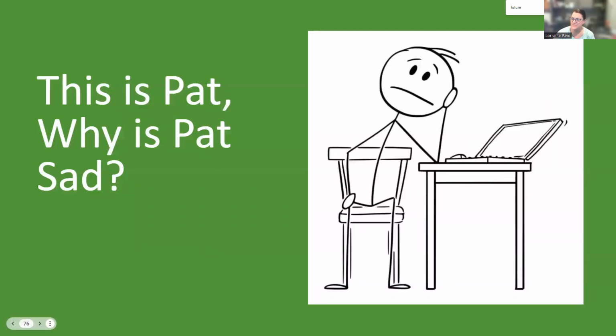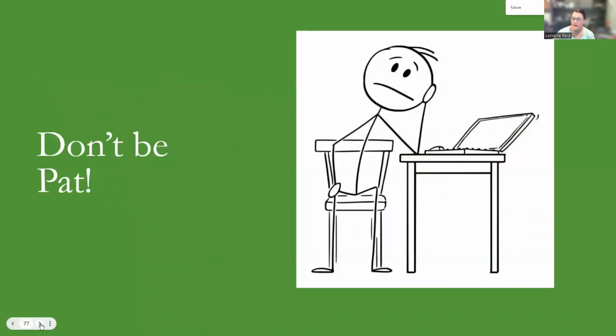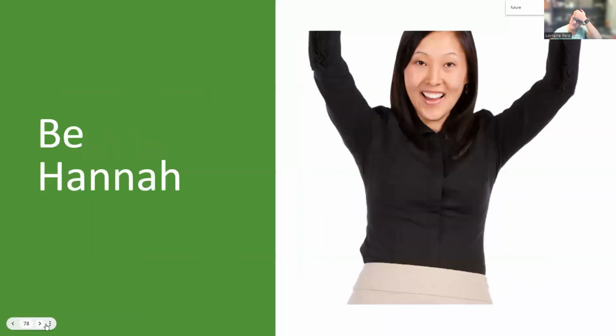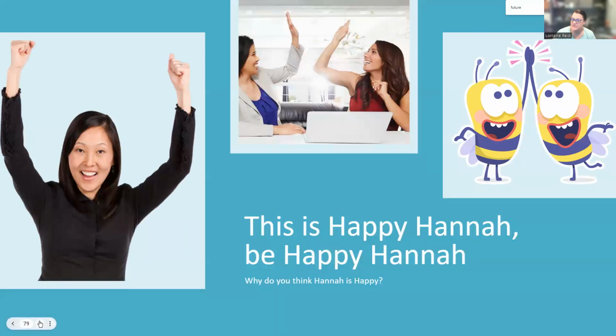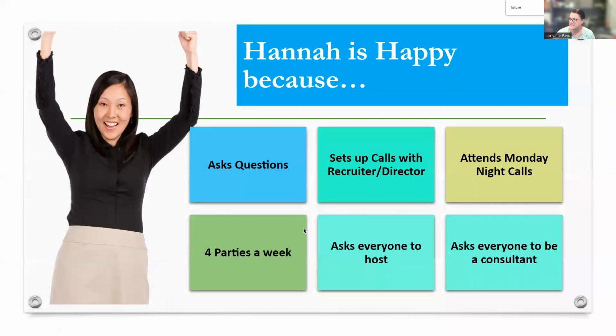And you guys saw this last week. This is Pat. You don't want to be Pat, right? He is by himself. He's sad. He can't figure things out because he's trying to do it all on his own. We want to be Hannah. Hannah is happy because she's reaching out to her leader. She's figuring out where things are located. She's having success. So just remember, asking questions is absolutely what we expect.